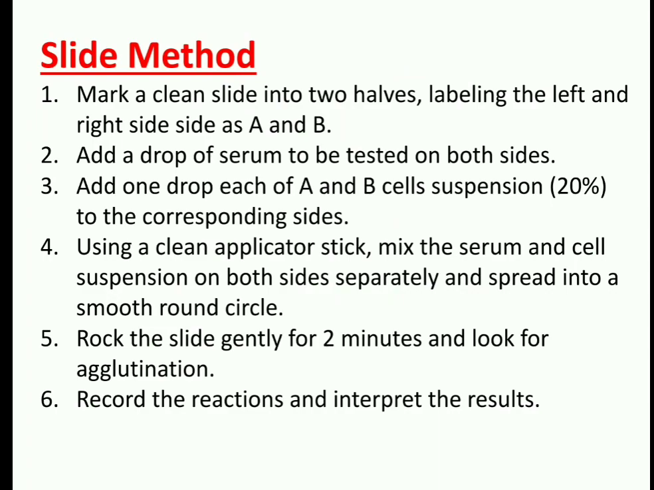Next method we have is the slide method. Mark a clean slide into 2 halves, labeling the left and the right side as A and B. Add a drop of serum to be tested on both sides. Add a drop of each A and B suspension, that is 20%. Using a clean applicator stick, mix the cell suspension of both sides separately and spread it in a smooth round circle. Rock it gently for 2 minutes and look for agglutination. Record the reaction and interpret the result.